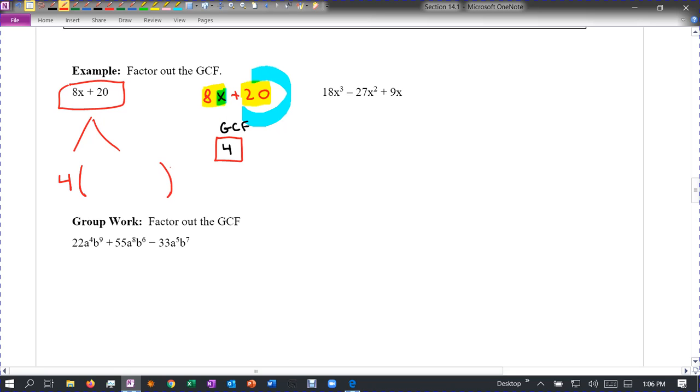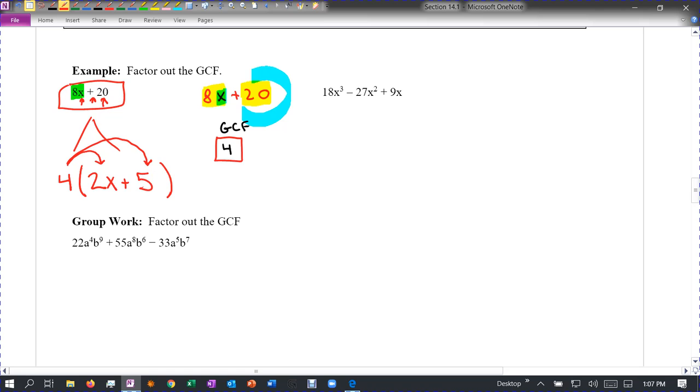This is very important. What you're going to do is ask yourself, if you were to distribute this 4 through to 2 different things, because we started with 2 terms, what would you have to multiply 4 by to get back 8x? So what would you have to multiply 4 by to get 8? Well, you would have to do a 2. But that's not enough, because 4 times 2 is just 8, and you also need it to turn into an x. So you have to put an x next to the 2. And then you have a plus sign here, so you'll put plus. And now you ask yourself, what do you have to multiply 4 by to get 20? And we know that that's just 5.